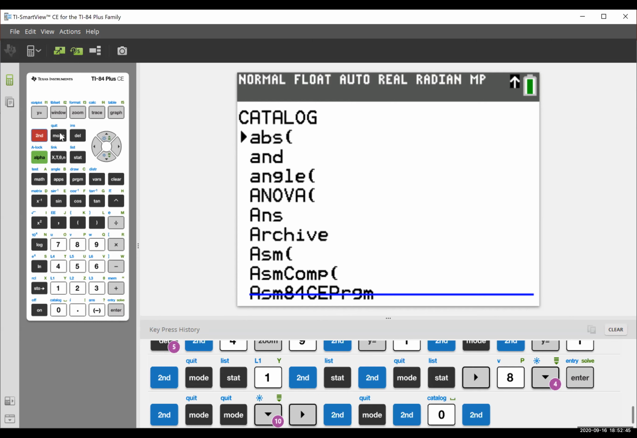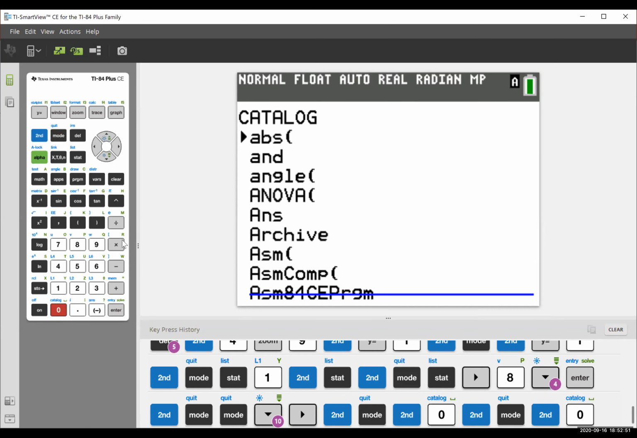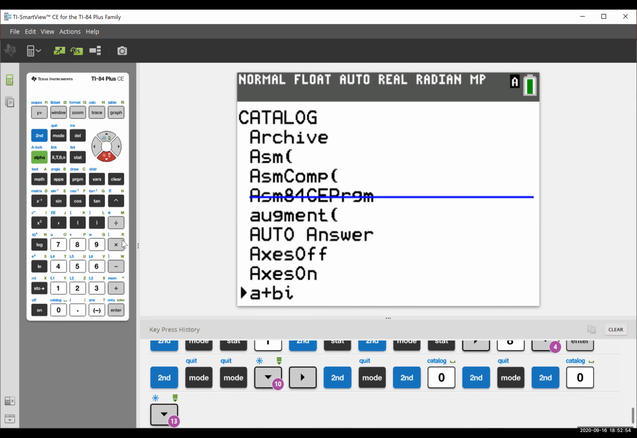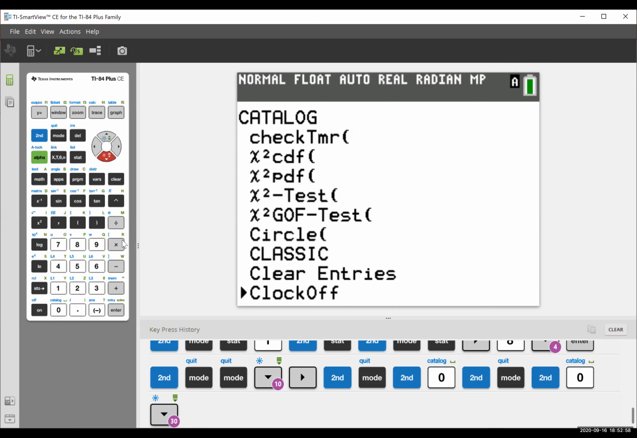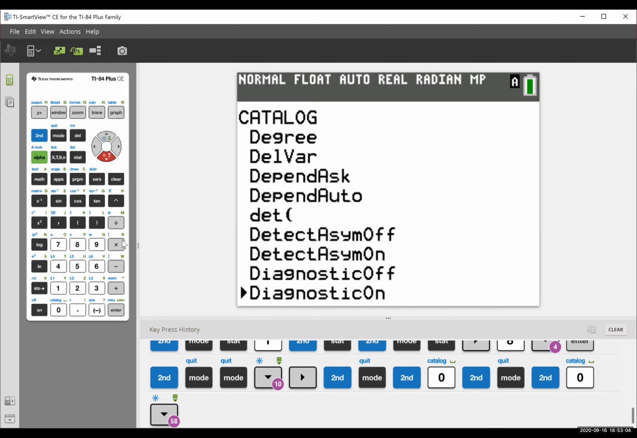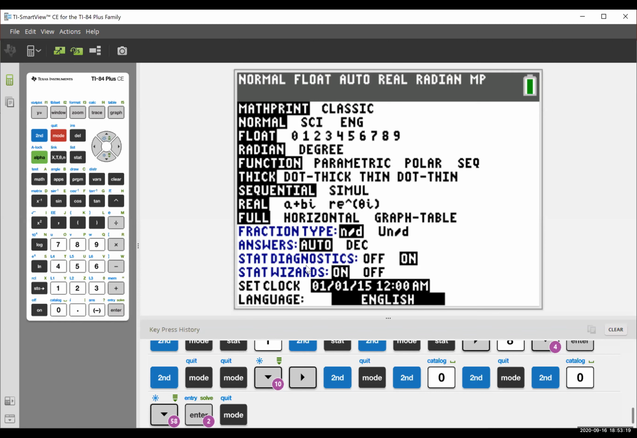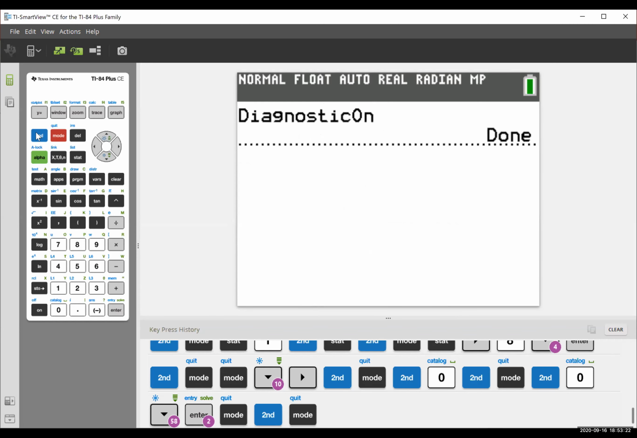Or if you're using another TI graphing calculator, go to catalog, so second 0, look for diagnostics. So you go down and look for diagnostic on, then enter, and it's on. Okay, because some graphing calculators, when you press mode, you don't see stat diagnostics. So to do that, second 0, look for diagnostic on. Okay? Any questions?